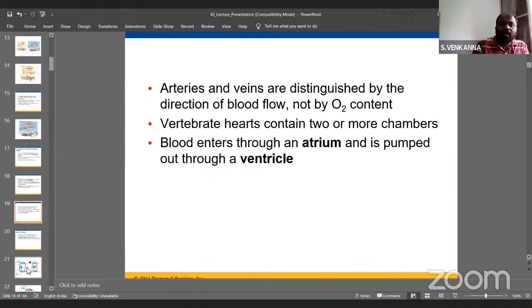Arteries and veins are distinguished by the direction of blood flow, not by oxygen content. Vertebrates contain two or more chambers. For example, the human heart has four chambers, and blood enters through the atrium and is pumped out through the ventricles.